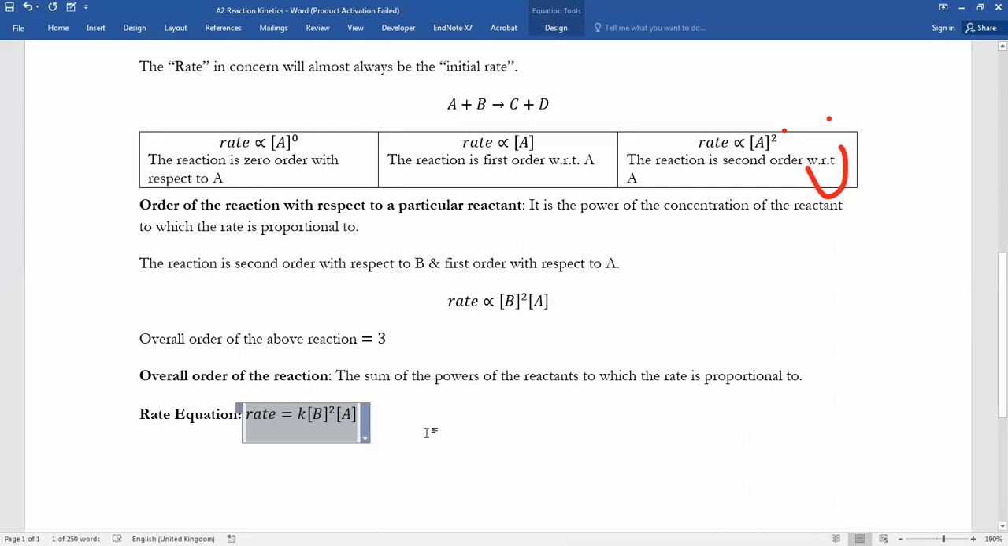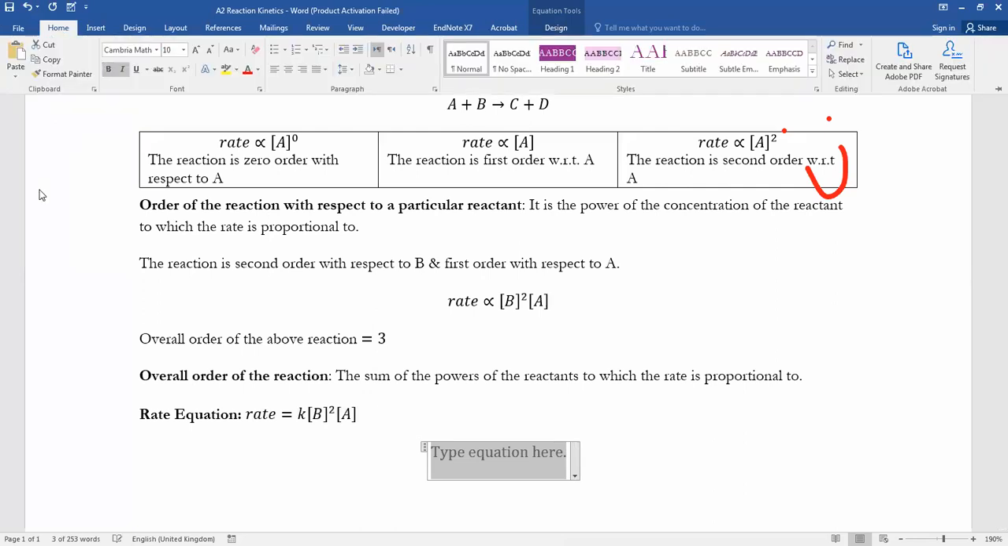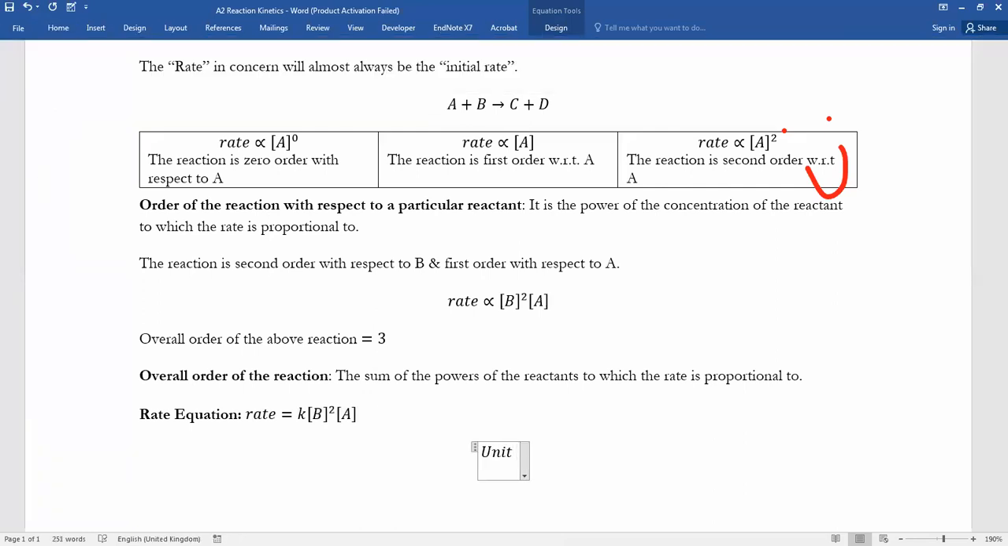Don't forget that an equation has two sides. There is a left side and there is a right side. So what is on the left side? Rate. What is the unit of rate? The maths is everywhere. I cannot help it. So the unit of rate is mole per dm cube per second.